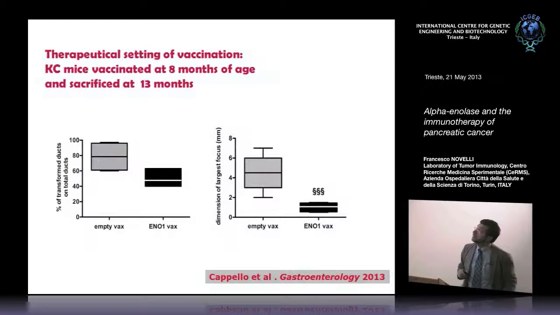Finally, we also looked at the therapeutic potential of the enolase vaccination. In this experiment, we took KC mice and vaccinated them after 8 months of age, so very, very late, and we sacrificed these mice at 30 months and looked at the number of transformed ducts. We did not observe a significant difference in enolase vaccinated mice, although there was a decrease. But when we looked at the dimension of the largest focus in the pancreas, we observed a clearly significant decrease of the largest focus in enolase vaccinated mice.